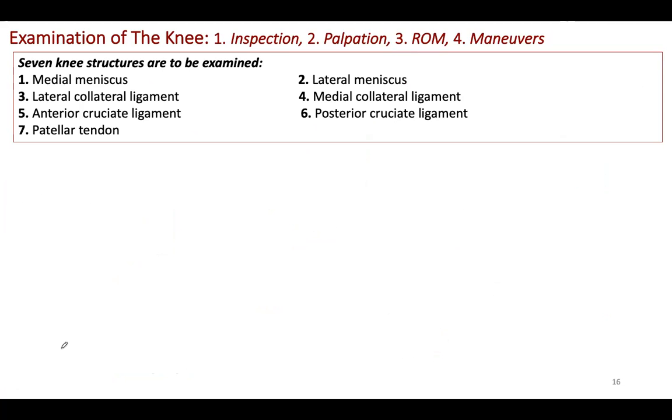In order to fully examine the knee, you have to comment on 7 structures: 2 menisci, 2 collateral ligaments, 2 cruciate ligaments, and the patella. So there are 7 structures: 2 menisci, 2 collaterals, 2 cruciates, 1 patella. So have this scheme in mind as we're talking about examination of the knee.